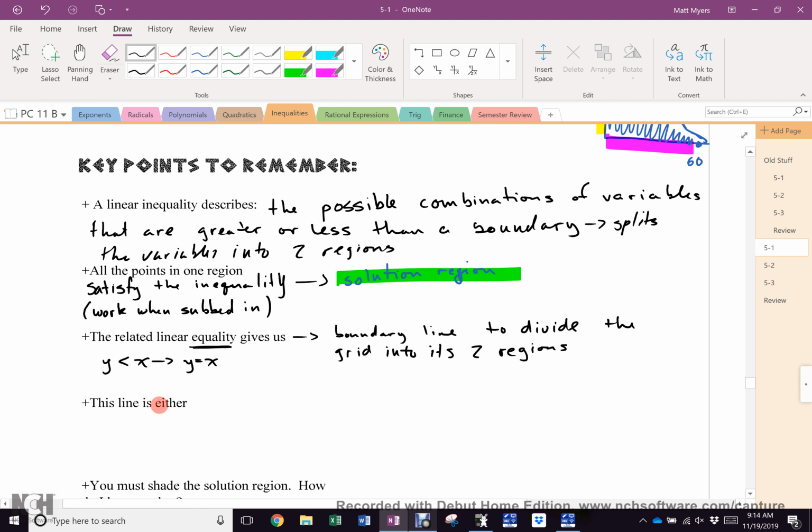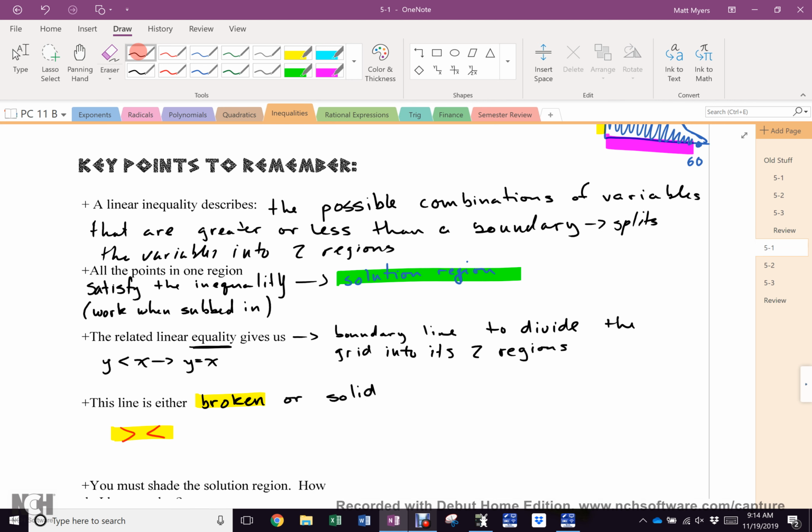The line is either, what are our options for the line? Dotted or broken, whatever you want to say. The line is either broken or solid. What makes it broken? That's how we're going to remember it, right? That's the step. The broken lines are greater than or less than.